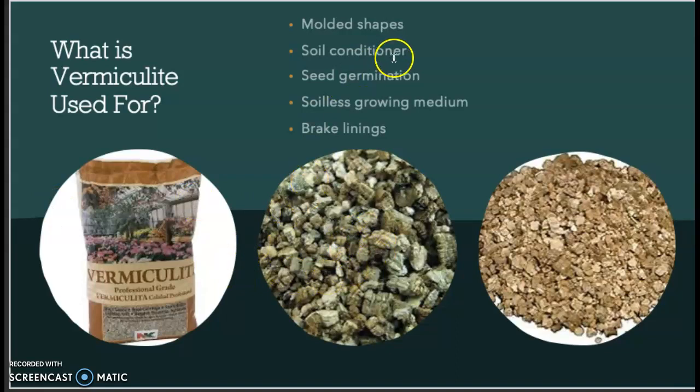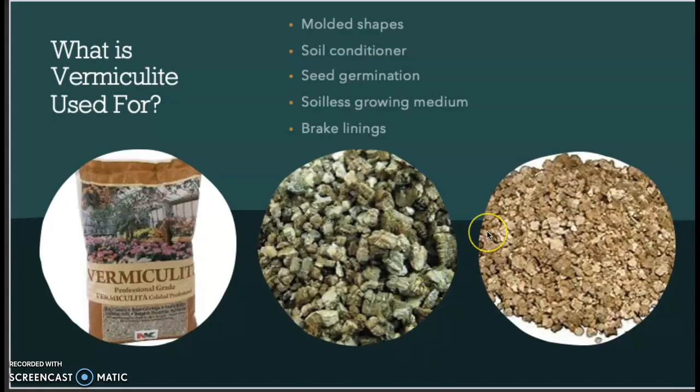It's used for molded shapes, which could be used for pipes, refractory insulation, fireproofing as well. And it's also used as a soil conditioner, which is what I know more about, in seed germination.